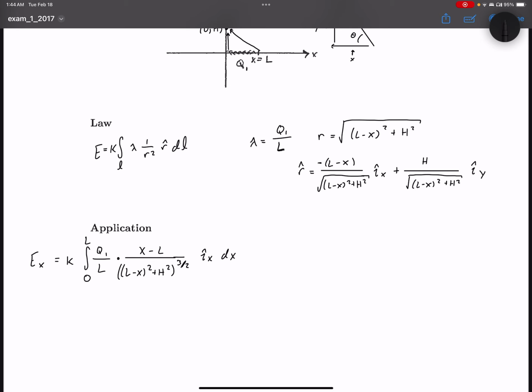So there we go. So we're going to integrate this. This can be written as k q1 over L, 0 to L. Sorry for the handwriting today, guys. I haven't written on an iPad in a while, but okay. So then we have x minus L over L minus X squared plus H squared to the 3 halves power dx.